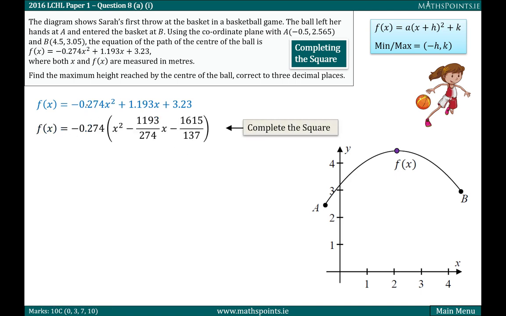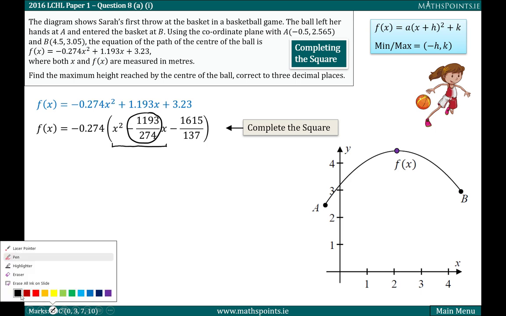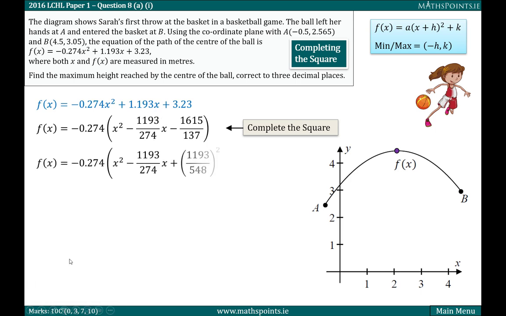And when we divide it into the first term, obviously we get x squared. And then if we divide it into 1.193, we get 1193 over 274. And if we divide it into 3.23, we get 1615 over 137. When we complete the square, remember, we concentrate on the first 2 terms. We are going to take the coefficient of x, we're going to half it, so we're going to divide that by 2, and we're going to square it, and then we're going to add and subtract that. So let's see what that looks like.